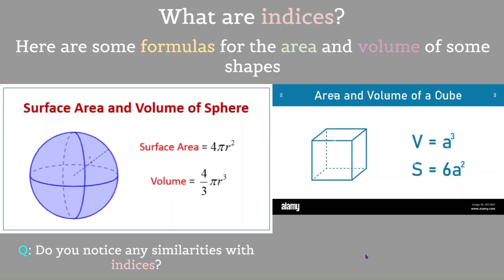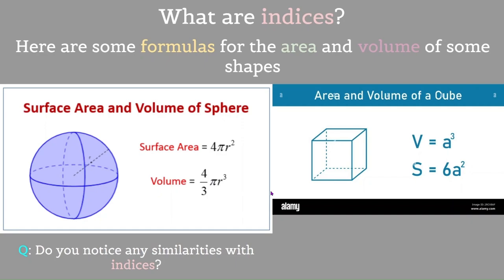What do you see? So let's compare. Let's look. Surface area here, right? Perhaps there's something similar to surface area here. What do you notice about the indices? Here it is 2, right? It is also 2 here.